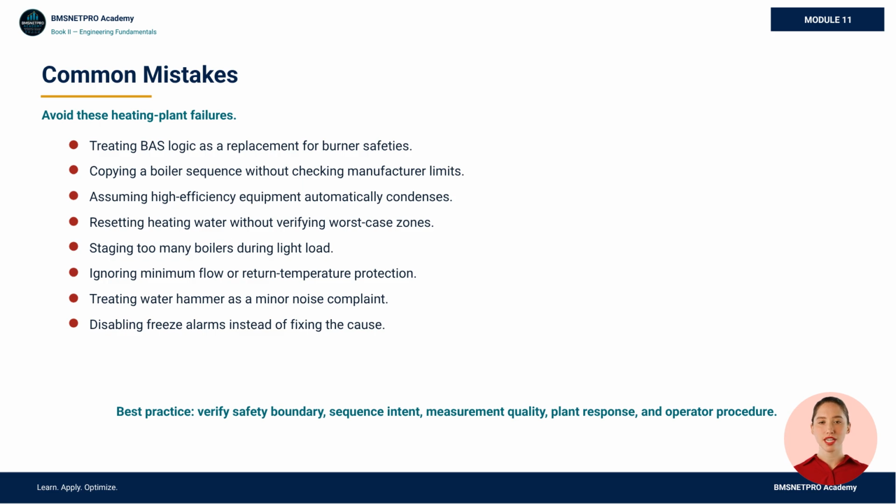These mistakes create risk. Never treat ordinary BAS logic as a replacement for burner safety controls. Never copy a sequence without verifying the boiler type and manufacturer requirements. Do not assume a condensing boiler is actually condensing unless the return temperature supports it. Also, watch for reset curves that underheat critical zones, staging logic that short cycles equipment, minimum flow problems, and freeze alarms that operators have learned to ignore. Professional heating plant work requires evidence, documentation, and respect for limits.